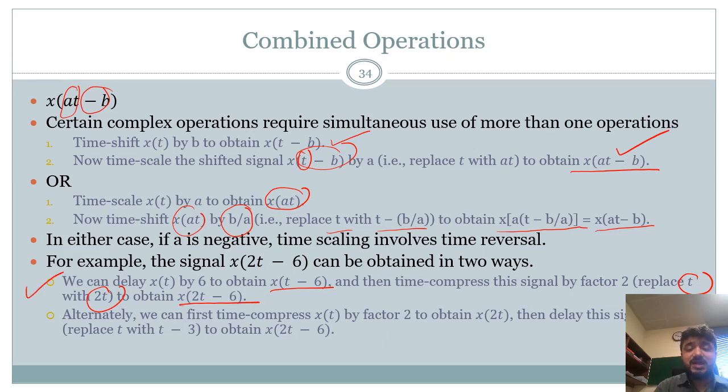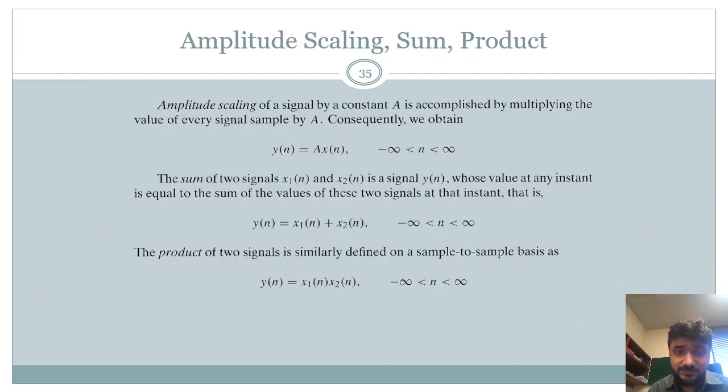It's easier. The other one is that you first time compress by a factor of 2. Whatever factor you used here, you have to use on the shifting as well. So now you delay this signal by 3, because the original delay was 6, so you delay by 6 over 2, and then you get x of 2t minus 6. So these are the combined operations that you can apply on your signals.